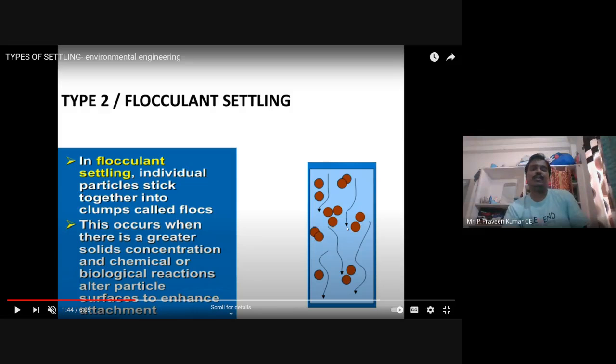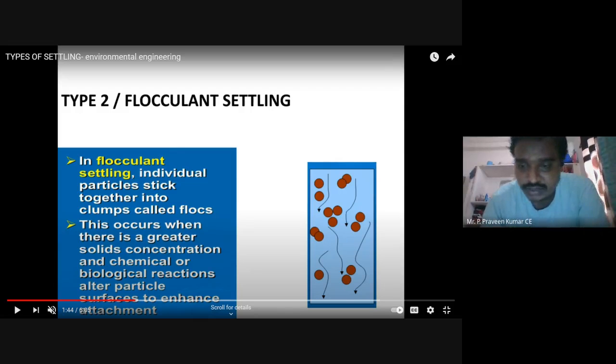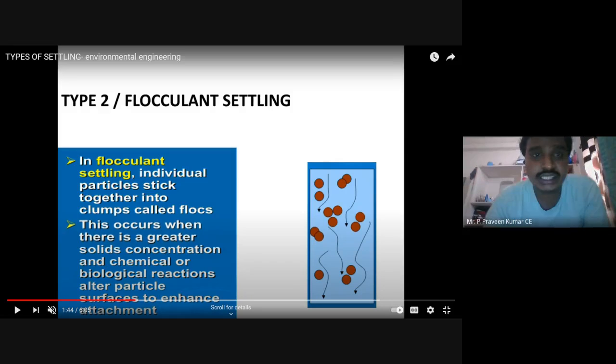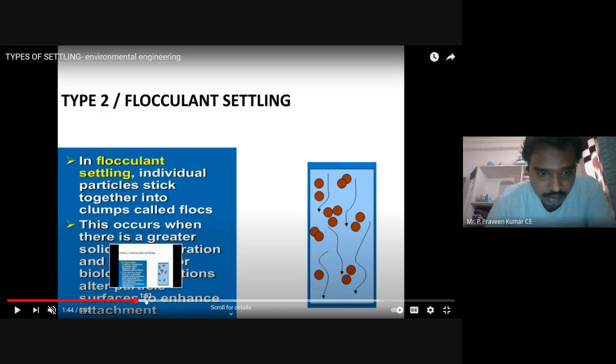Then automatically the shape and size of the particles will be changed. If the shape and size are changed, and more particles are made into a group, then automatically the mass of the particle will be increased. If the mass of the particles is increased, then the specific gravity also will be increased. If the specific gravity is greater than water, then automatically it will settle at the bottom of the tank. That is the process of how flocculent particles settle in the tank.